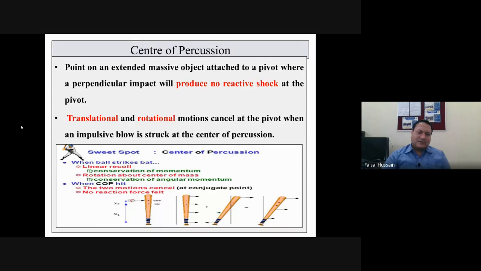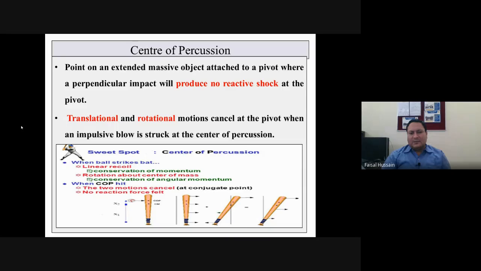Similarly, what happens sometimes if we are batting, as the batsman strikes, the ball strikes at a certain point in such a way that a genuine vibration is created on the handle. So these are the two examples. Center of percussion is the sweet spot of the bat. It is the point where an impulsive blow is struck, and there will be no reactive shock.